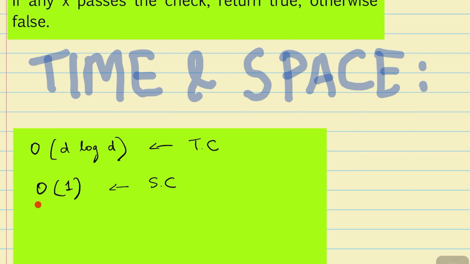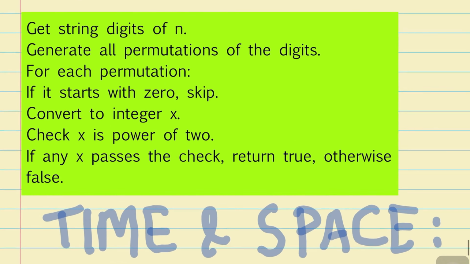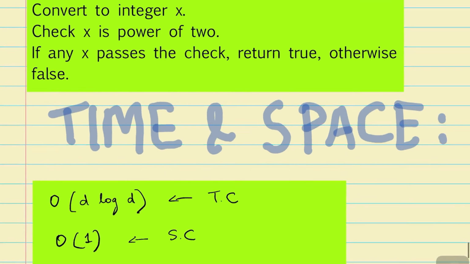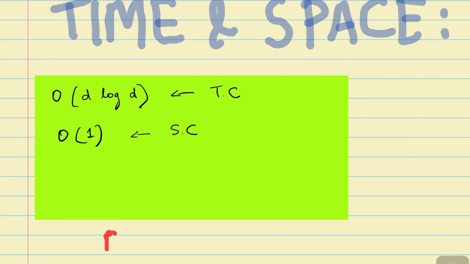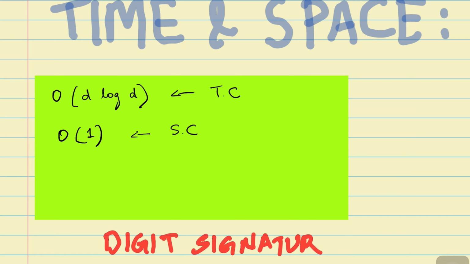Space is constant. To summarize, brute force permuting is intuitive but factorial and not optimal. The correct and elegant approach is to use digit signatures and test against all feasible powers of 2, 0 to 29. This method is fast, simple to code, and handles leading 0 concerns implicitly because the target power of 2 strings never have leading zeros. All right.